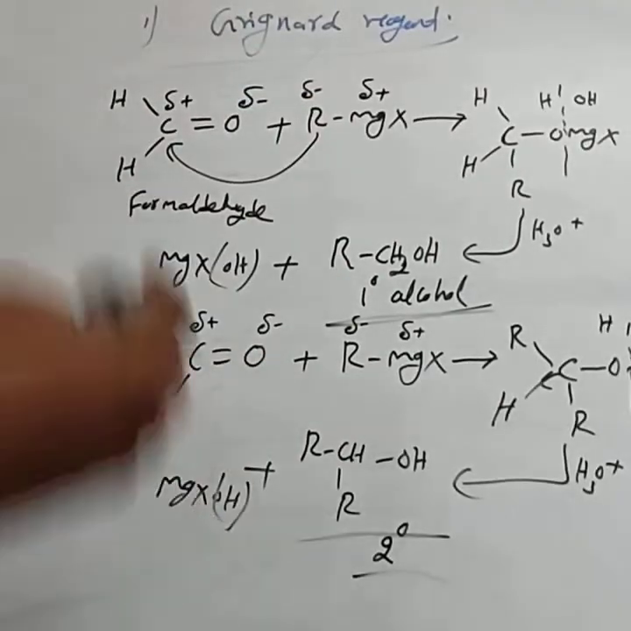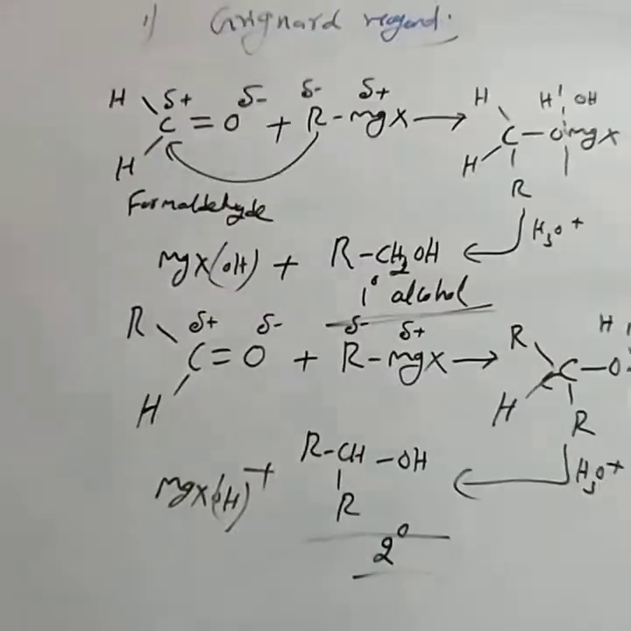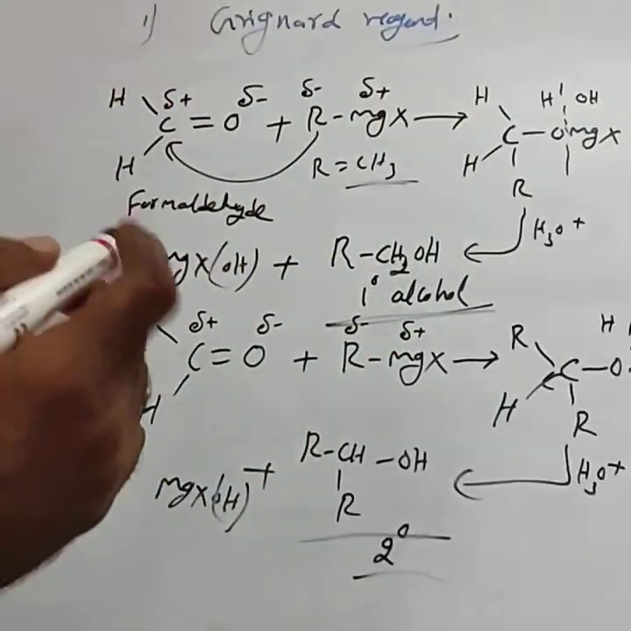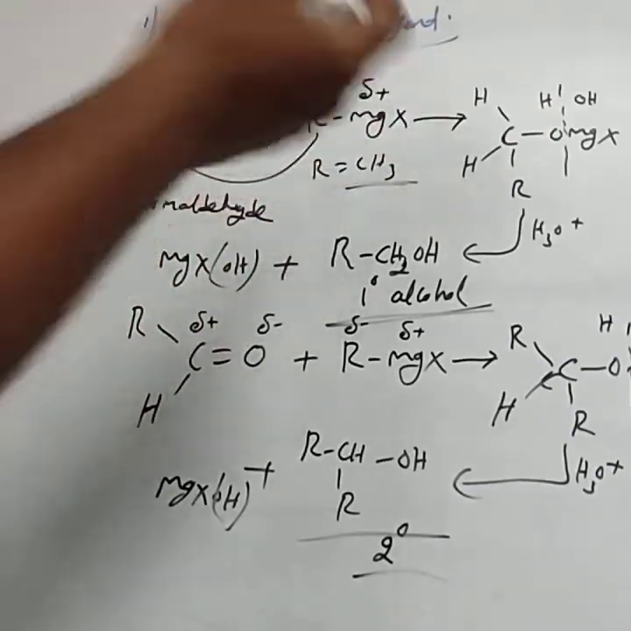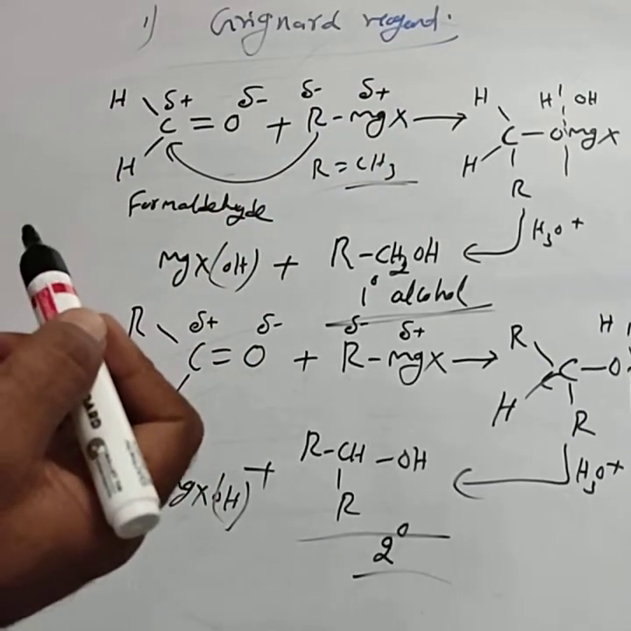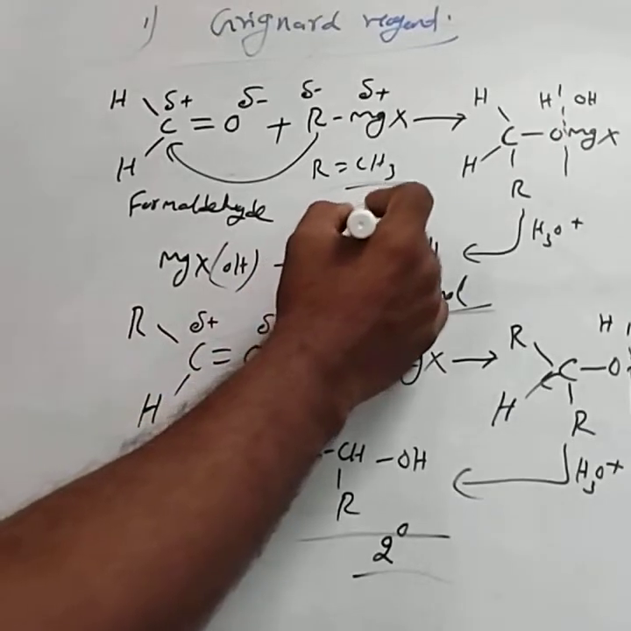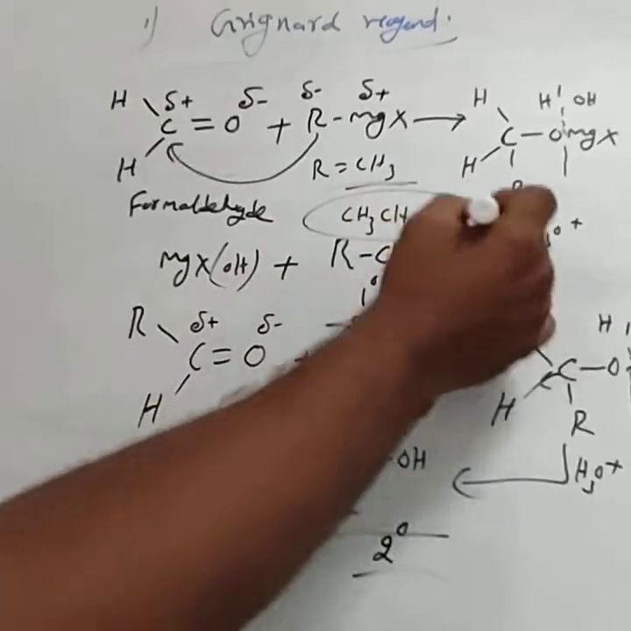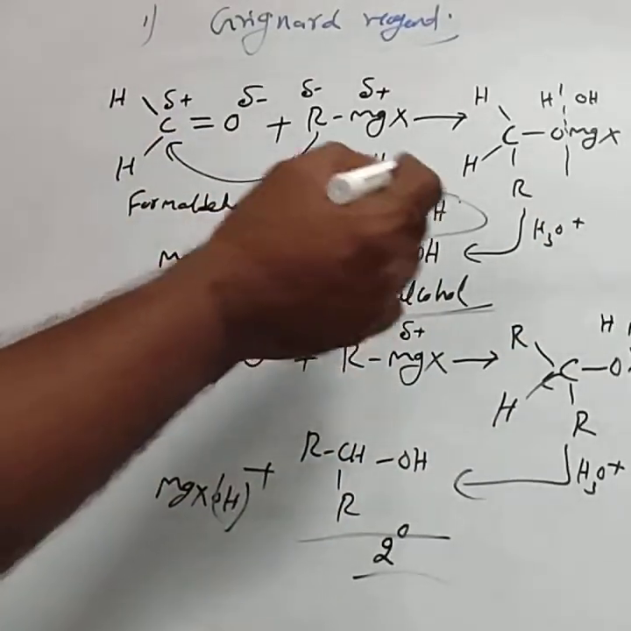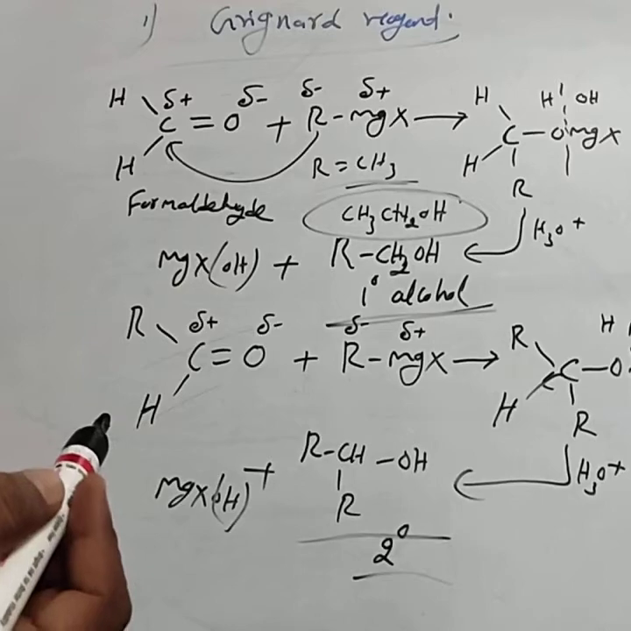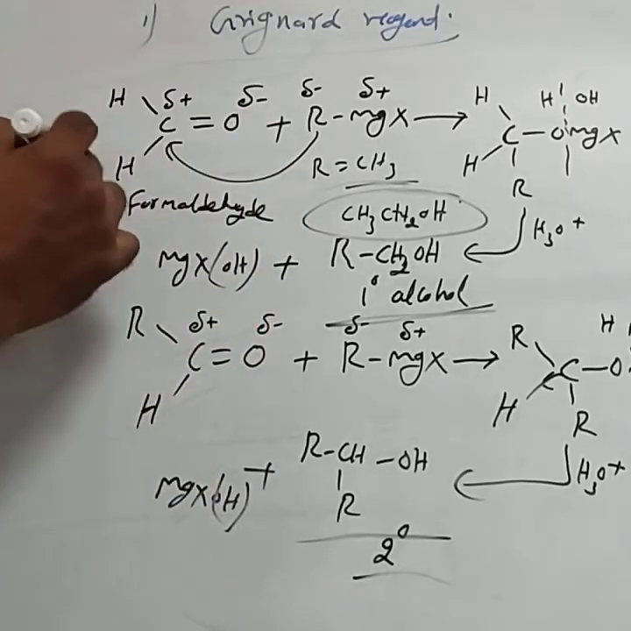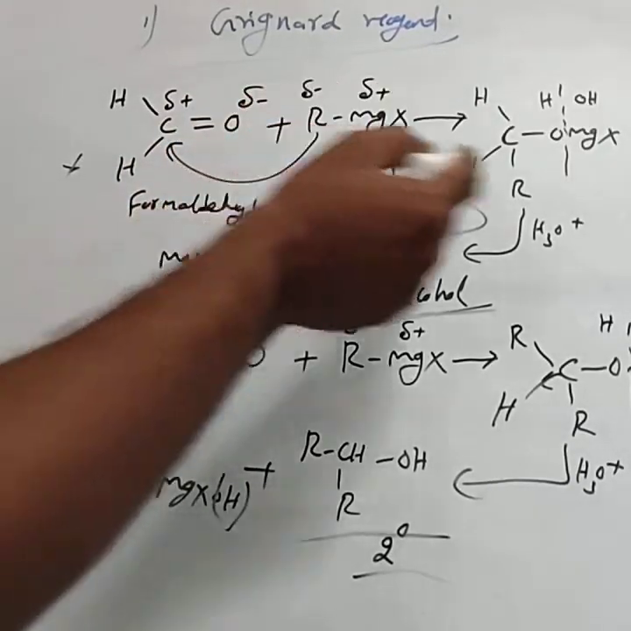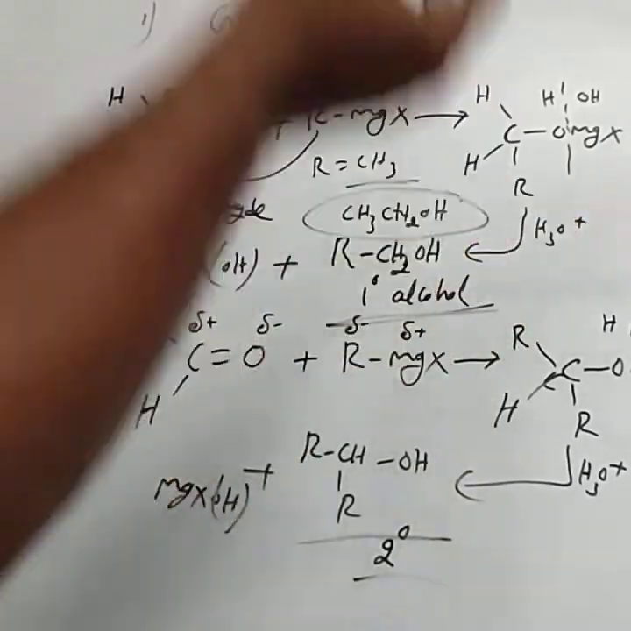In the case of Grignard reagent, if you take the R group as CH3 and X as iodide, that is methyl magnesium iodide, then you can guess the product. R means CH3, so it becomes CH3CH2OH. What is the name of this compound? CH3CH2OH is nothing but ethyl alcohol. They can ask this for 1 mark: when formaldehyde reacts with methyl magnesium iodide, followed by acid hydrolysis, name the product formed.